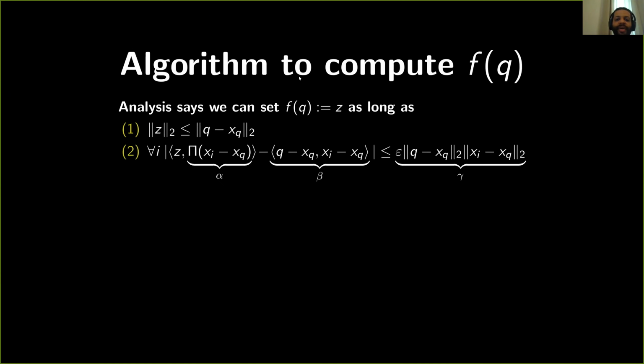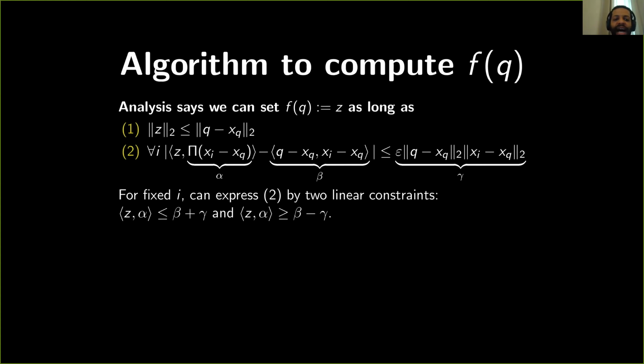So sorry, this is a typo. F of q is not z. F of q is what's on the last slide, but the main thing that I need to compute, the most expensive thing to compute to get the embedding, is I need to figure out what z is. Okay, so what do I need z to satisfy based on the lemma? I need z to have a bound on its norm. And I also need that for all i, the dot product of z with this vector is close to this other dot product.